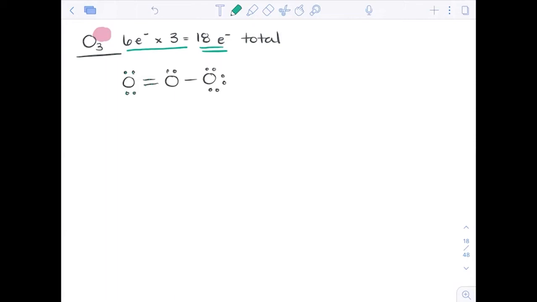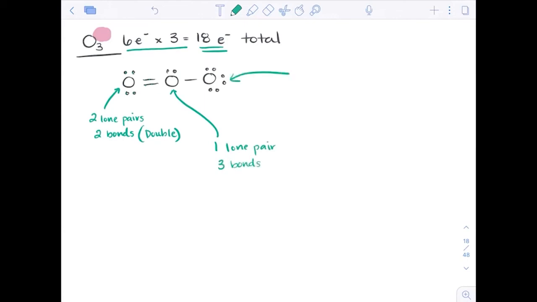Now, when we look at these 3 different oxygens, though, we see something quite different. This oxygen has 2 lone pairs and 2 bonds, a double bond. This oxygen has 1 lone pair and 3 bonds total, a double and a single. And this oxygen has 3 lone pairs and 1 bond, a single.